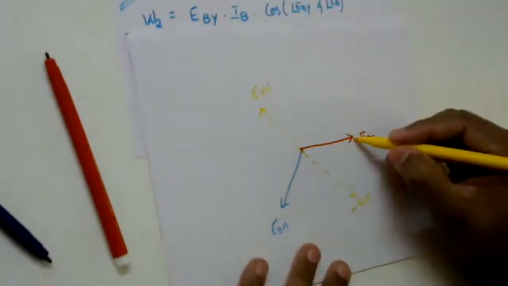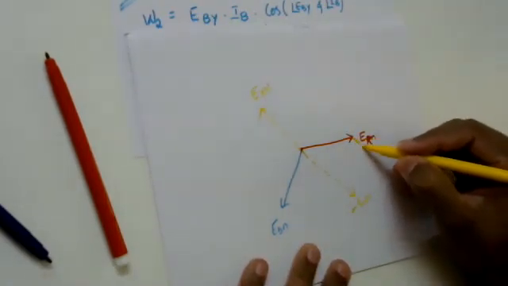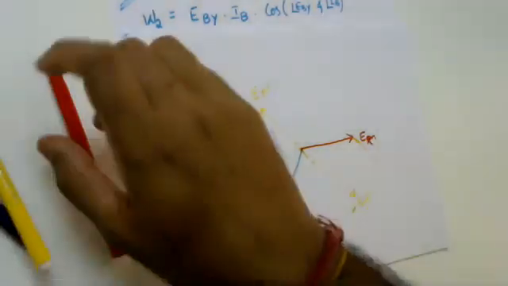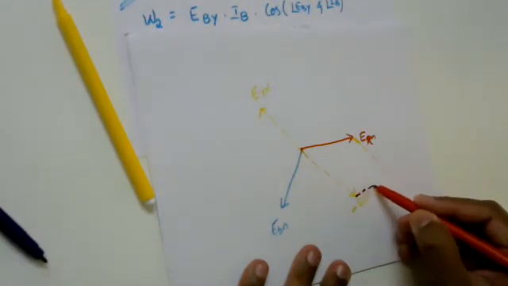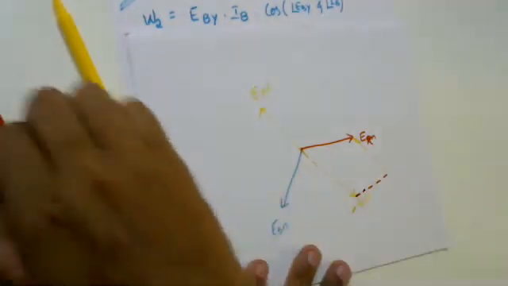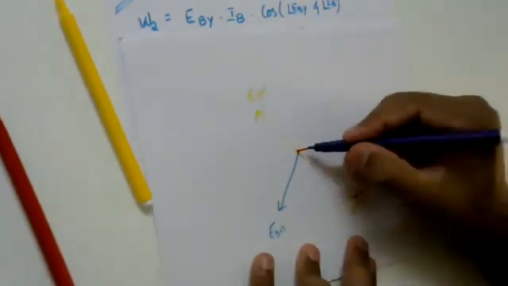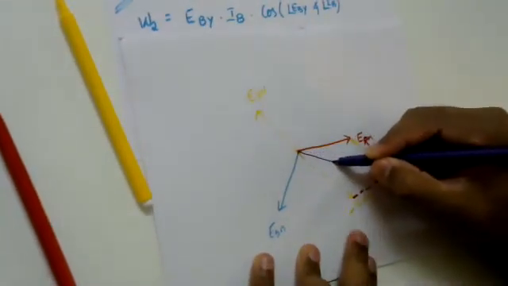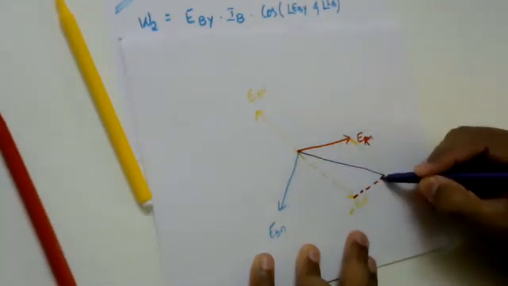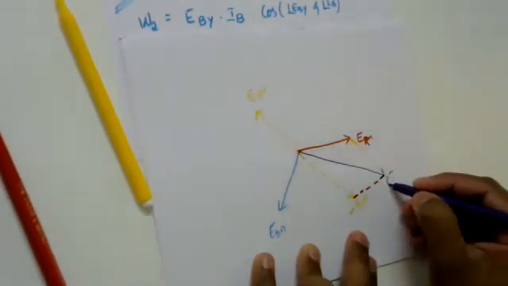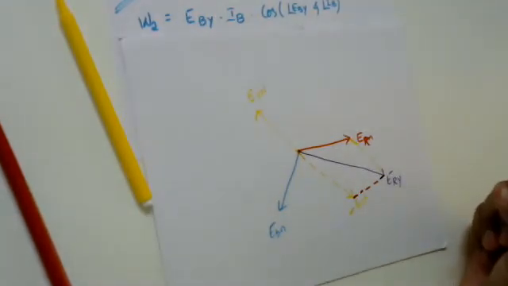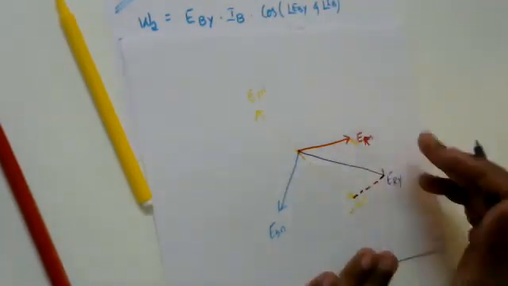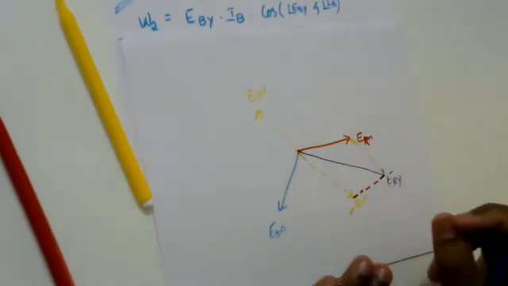So what do I need to do now? Apply the parallelogram law. When I apply this parallelogram law, here I will be getting my resultant vector. This is nothing but my ERY. Understood? This is almost the same step that we have done in the prior cases.